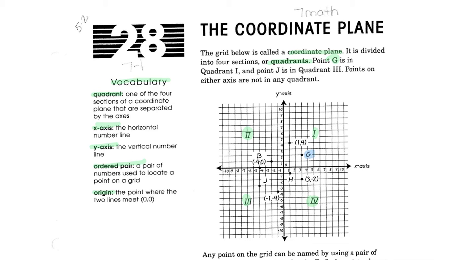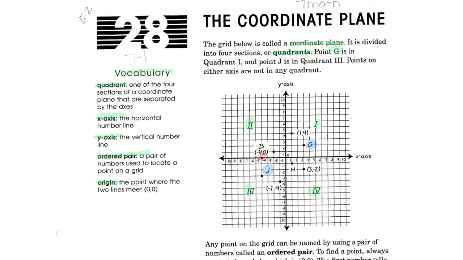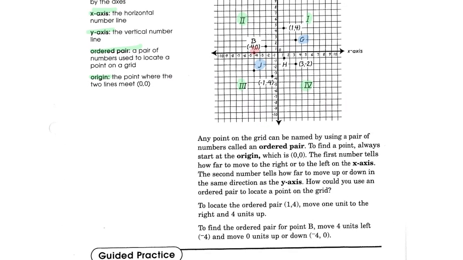point G, which is in quadrant 1. Here is point J, which is in quadrant 3. And then if it's on the line, like for example, B, it's on the line that is in no quadrants. It says any point on the grid can be named by using a pair of numbers called an ordered pair.